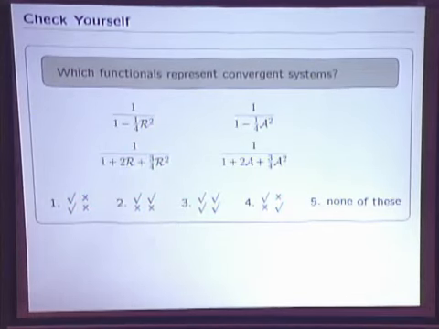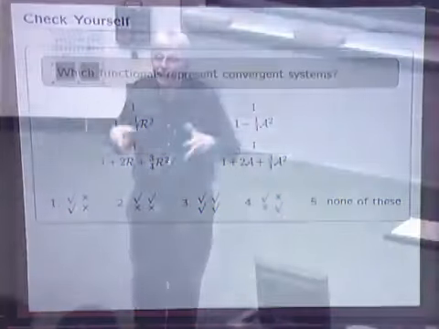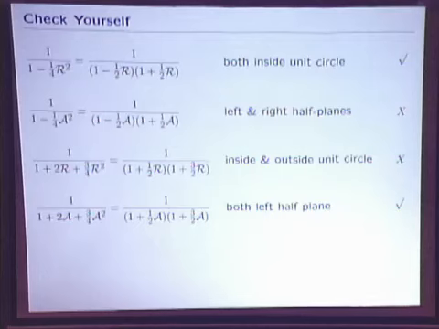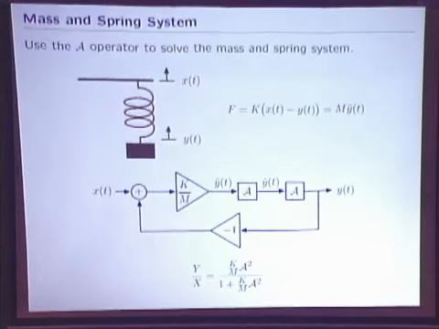Where were the poles? Minus a half, minus 3 halves. One of the poles is outside the unit circle, so it diverges because of that pole. Minus a half and minus 3 halves, same poles, both in the left half plane, converges. That's the point, okay? So they work very similar, but there are differences.